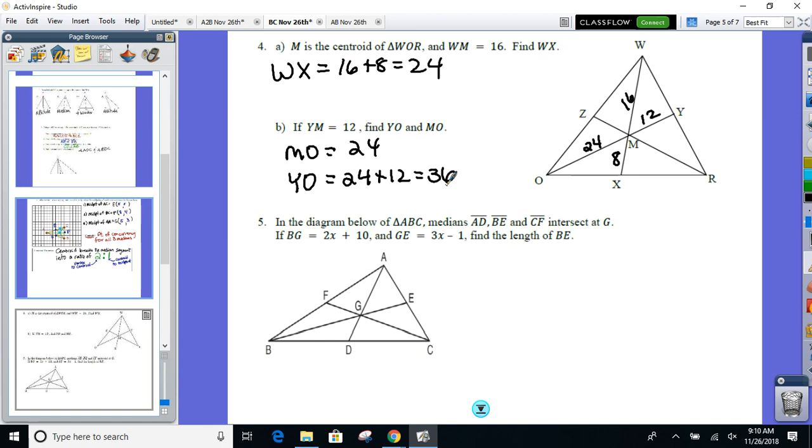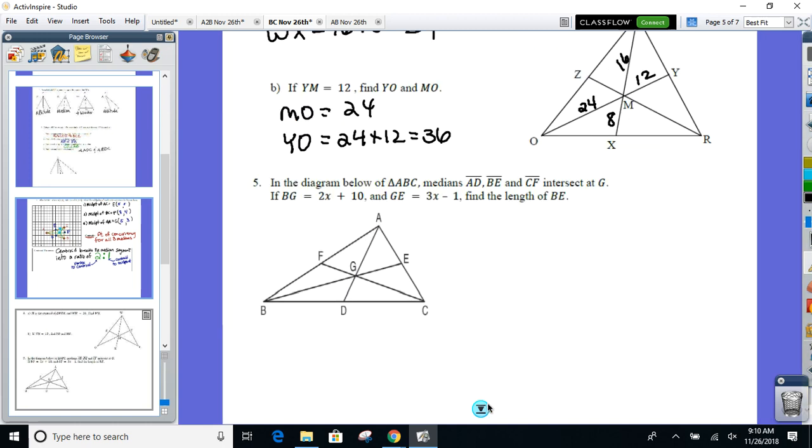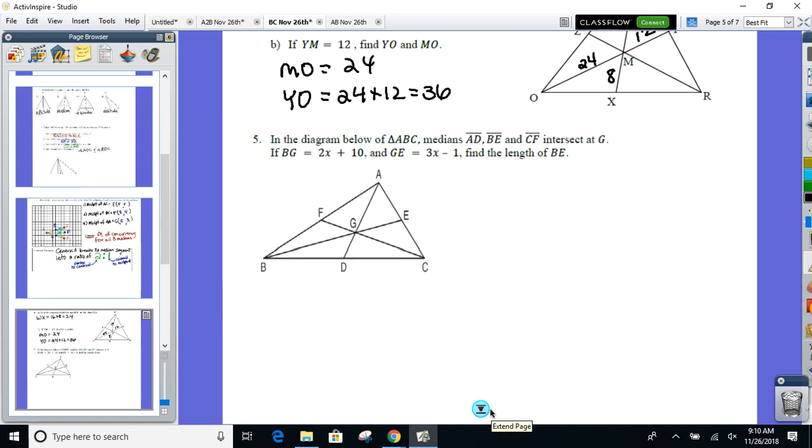Anything? All right, go ahead for 5 now. I have a question for 5. As you read through it, I do not mention the word centroid at all. But how do you know point G has to be the centroid? Because it's telling you AD, BE, and CF are all medians, and we just found out they all intersect at the centroid, which has to be point G. So I may not come out and say centroid, but at least I gave you enough to figure out that it is the centroid.